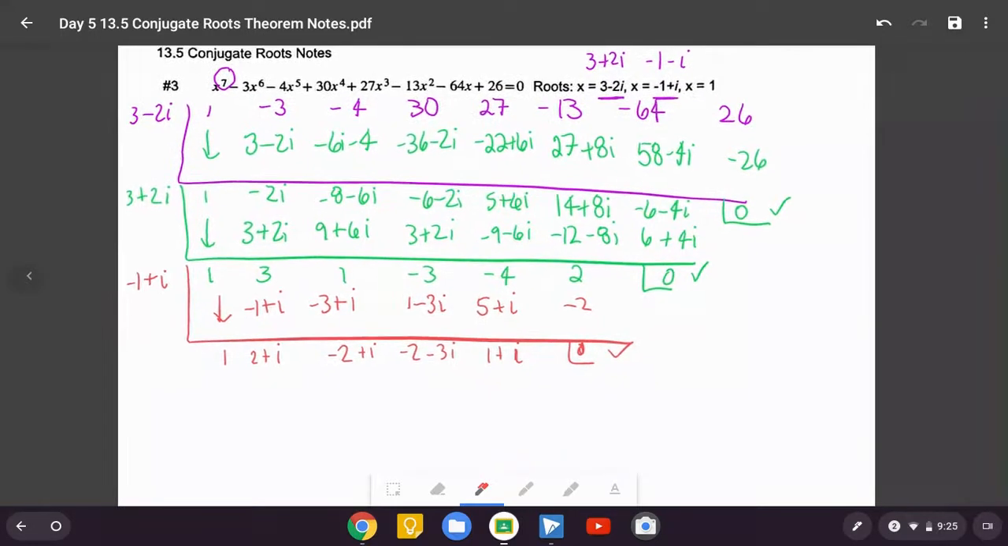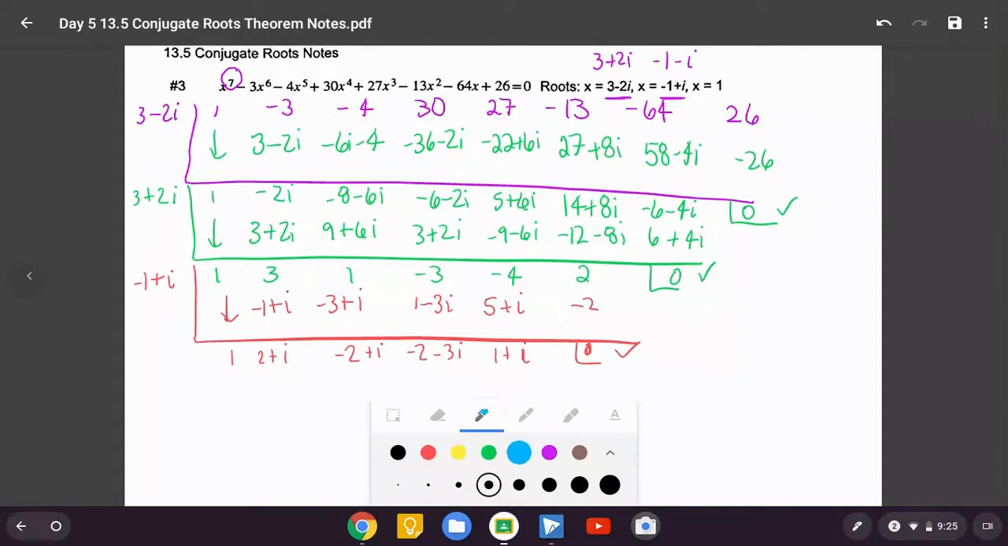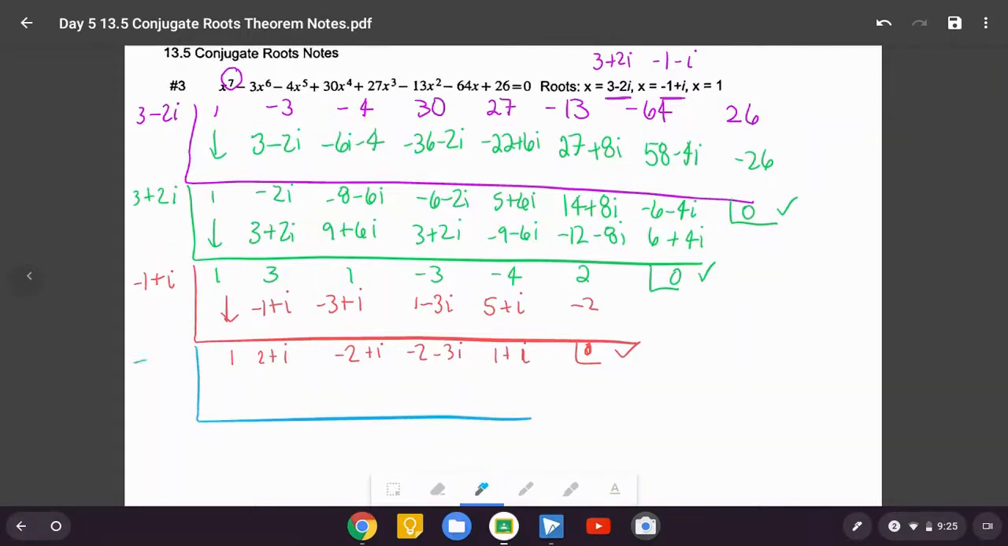All right, let's try the conjugate of negative 1 plus i. That would be negative 1 minus i. So this one should turn out really nice because it's the conjugate of the previous root. So I bring down my 1. I get negative 1 minus i, and my i's cancel out, and I get 1. Then I get negative 1 minus i, my i's cancel out, and I get negative 3. I multiply, and I get 3 plus 3i, and my i's cancel out, and I get a 1. And I multiply, and I get negative 1 minus i, and that adds to be 0. Yay. All right, so now we're on to our last root that they provided for us, which is 1.